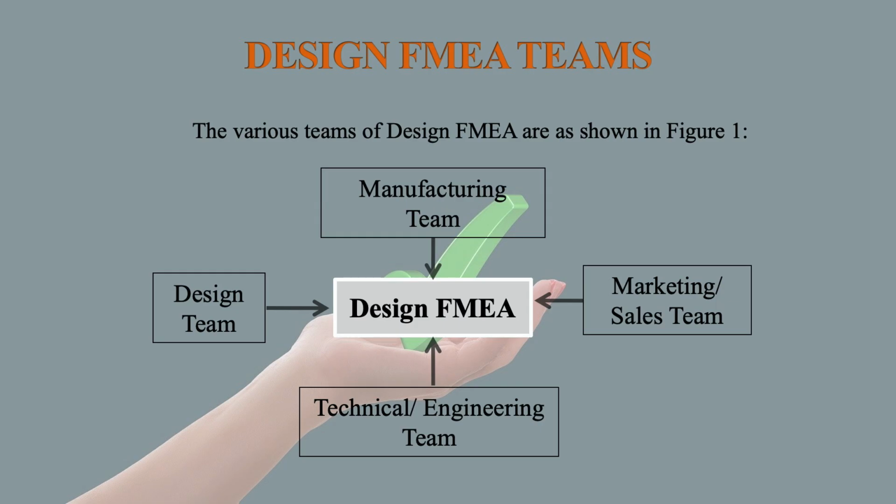Here the design FMEA teams are the manufacturing team, marketing and sales team, technical or engineering team, then design team. The manufacturing team will give the information about the machinery or tools utilized in the manufacturing process or manufacturing machines. They will give the information about the manufacturing processes to the team, so that they can discuss. Like that, the marketing team and sales team will collect the customer requirements and customer feedback. So that information can be utilized for the design FMEA.